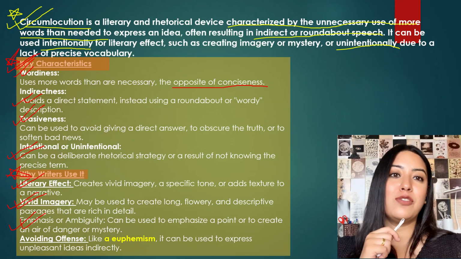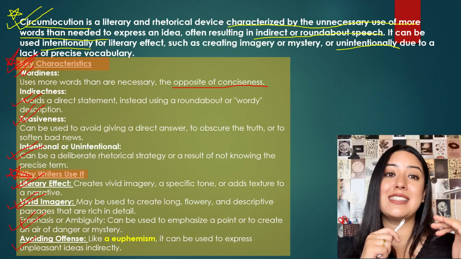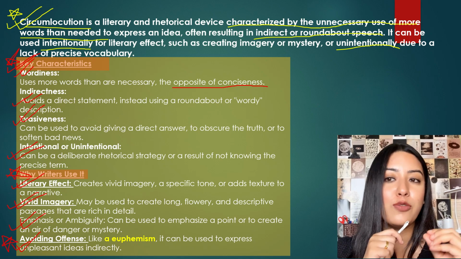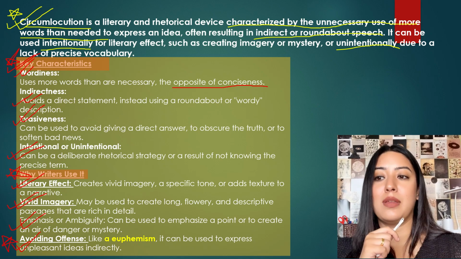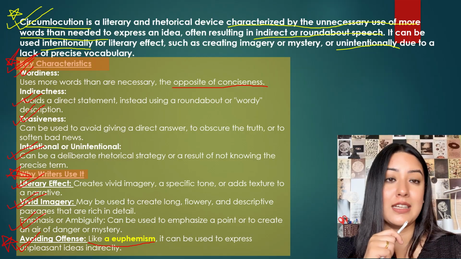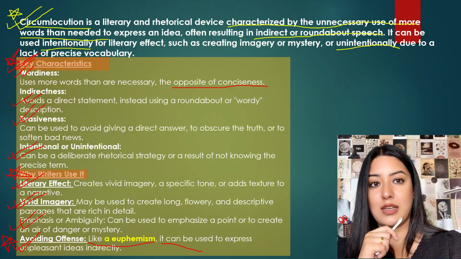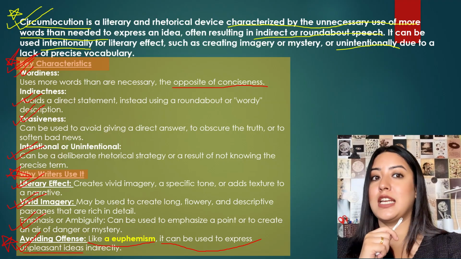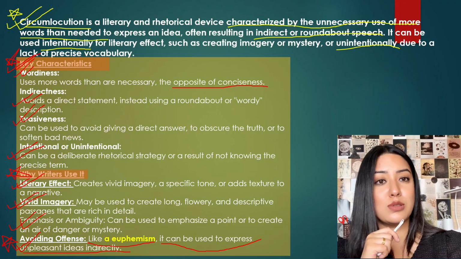And lastly, you have avoiding offense. Now this is exactly what euphemism is. This is where I said to avoid offense. Like a euphemism, it can be used to express unpleasant ideas indirectly. So yes, circumlocution is roundabout. Yes, euphemism is roundabout. Yes, circumlocution is indirect. Yes, euphemism is also indirect.